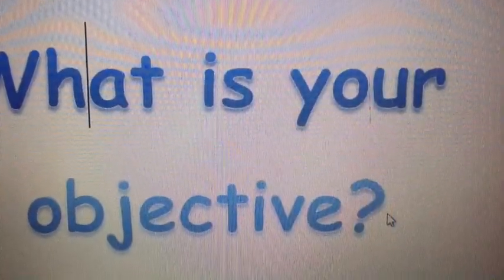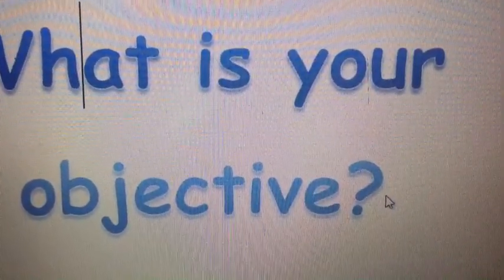Step number 1 is always to have an objective. What is it that you want your students to learn? Where are you going to get this content from? How are they going to apply what they're learning in role-playing to real life? So always make sure you have your objective in mind.